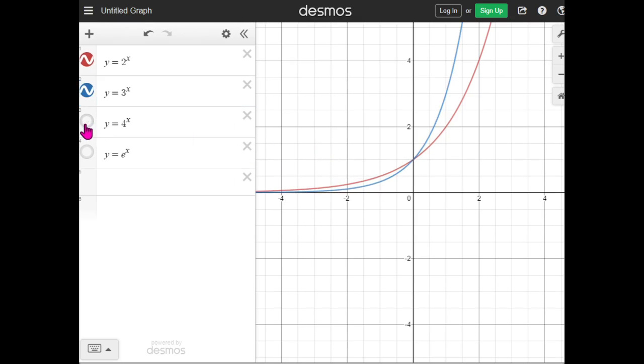So, what would you predict would happen if we turn on the graph of y equals 4 to the x? Okay, so I hope it's not too surprising that this y equals 4 to the x shown in green is taller in the first quadrant and then shallower in the second quadrant.